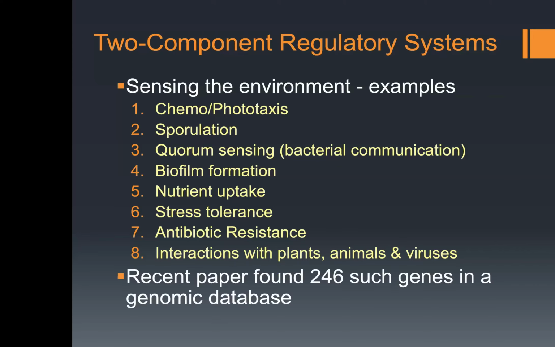And there was a fairly recent paper that found over 240 genes in a genomic database that had homology to the two component regulatory genes. So it turns out that you can see similar gene sequences and identify these two components, the sensor kinase and the response regulator, in genomic databases. And they found hundreds of these. So these likely evolved millions and millions of years ago and play a huge role in microbes responding to their environment.